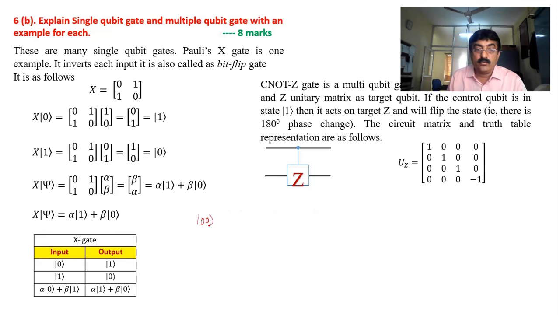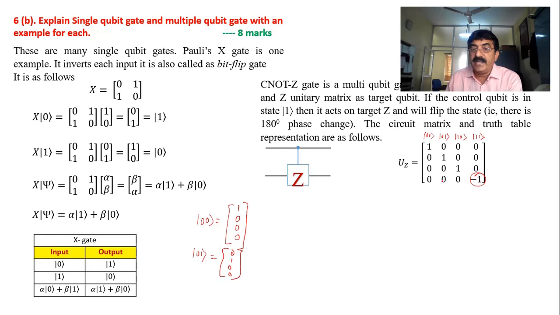Ket 0 0, what to write? It is not just 1 0, you have to write 3 zeros. Similarly, ket 0 1 is not just 0 1, you have to write 2 more zeros. So totally there will be 4 elements. Like that, this corresponds to 0 0, this corresponds to 0 1, this corresponds to 1 0, this corresponds to 1 1. See, for 1 1 actually it should be 1.